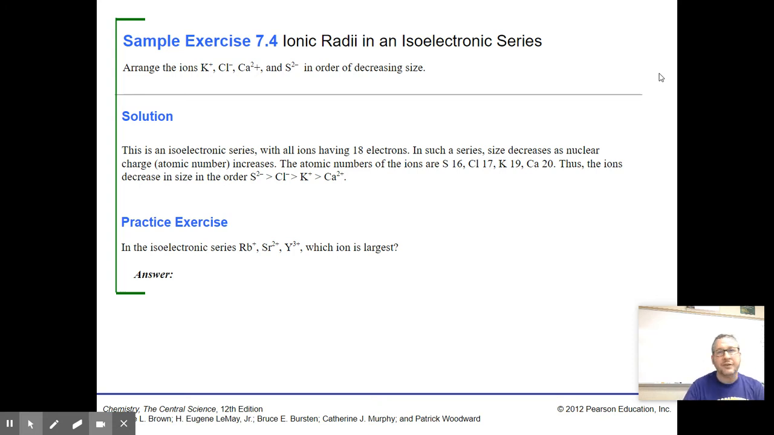So these 3 ions are in an isoelectronic series. So who is the largest? Well, whoever the largest is has to have the smallest atomic number, which is rubidium at atomic number 37. Therefore, Rb plus is the largest ion. So again, the main thing you've got to do when you're dealing with ions and talking about size is verify if it's an isoelectronic series or not. And from there on out, you can proceed accordingly.